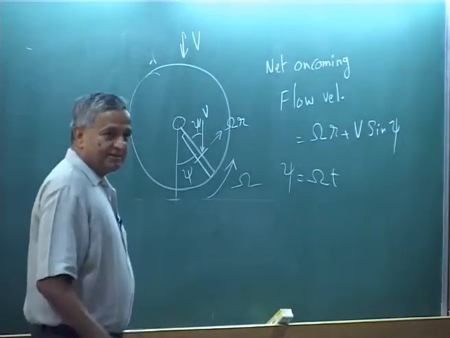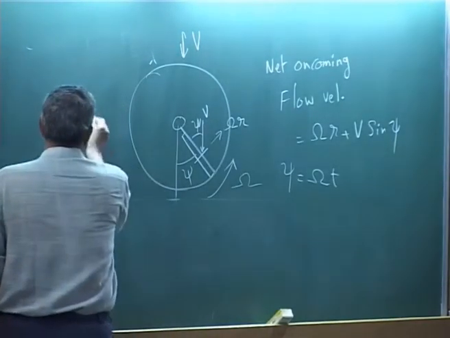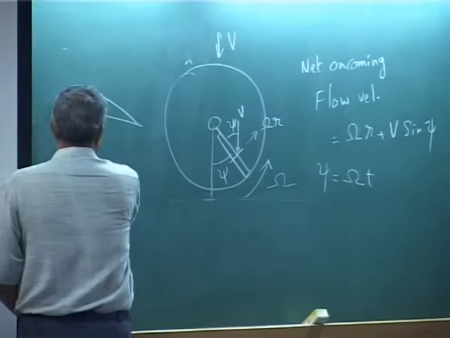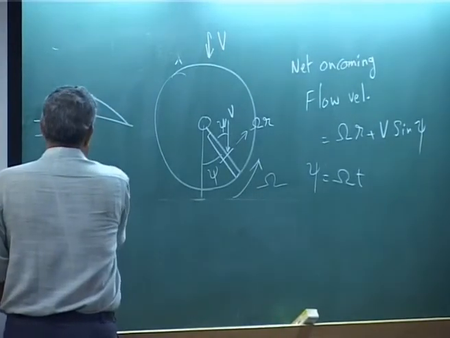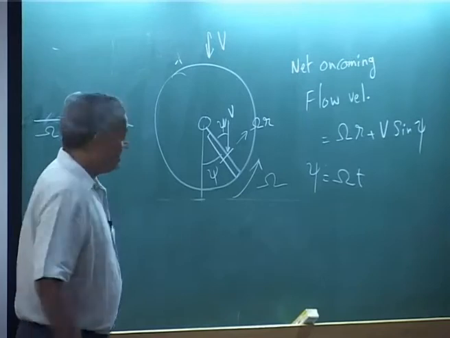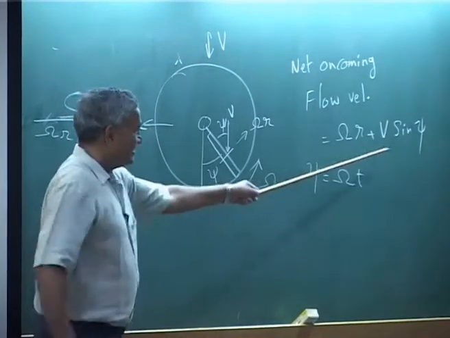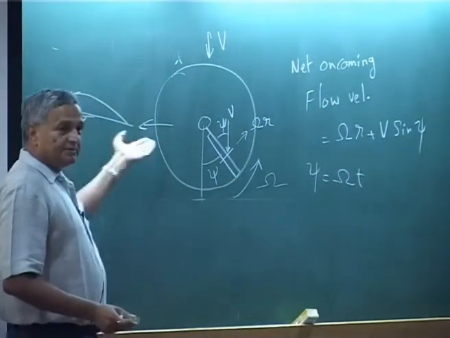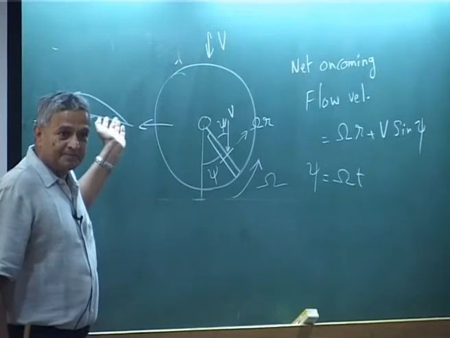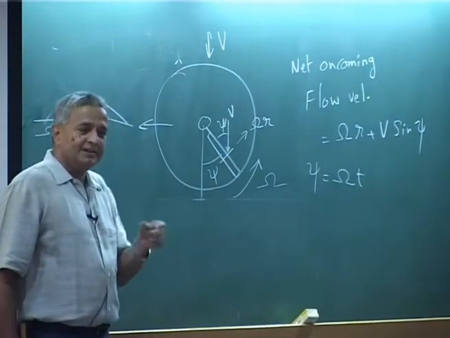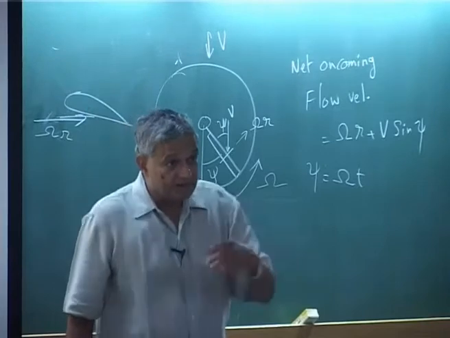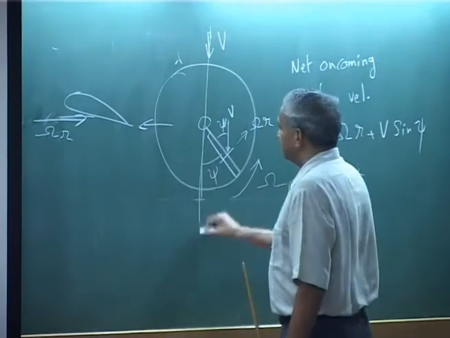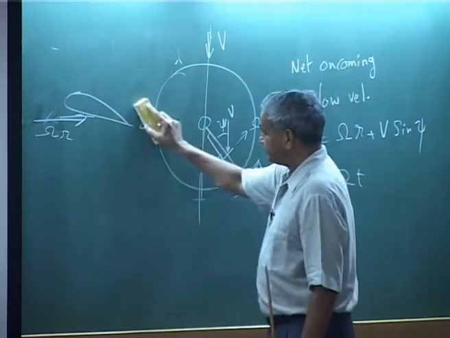So, in some regions the flow will be coming, this is omega r, please understand, this is because of the motion, this is omega r, okay. This is V sin psi. So, if omega r is small, the flow will come from the trailing edge towards the leading edge, and that is called the reverse flow region. Now, that region can be shown mathematically to be a nice circle, okay.